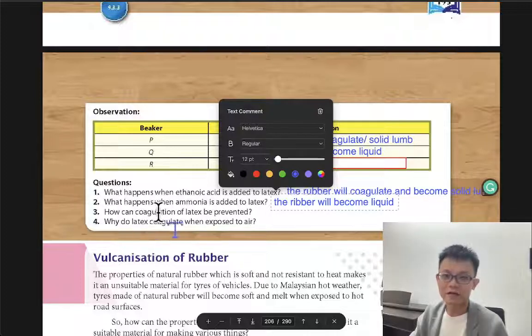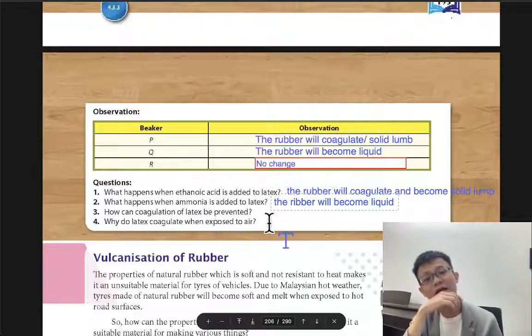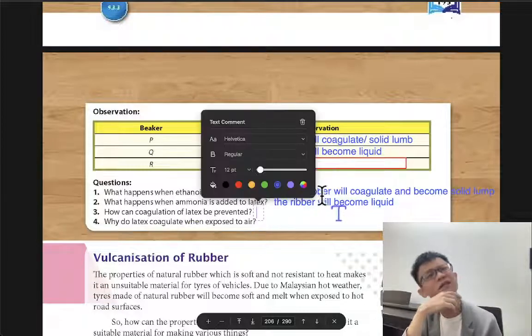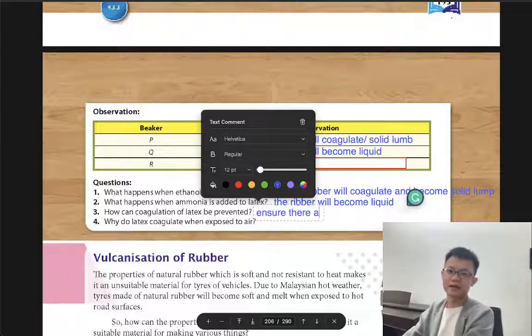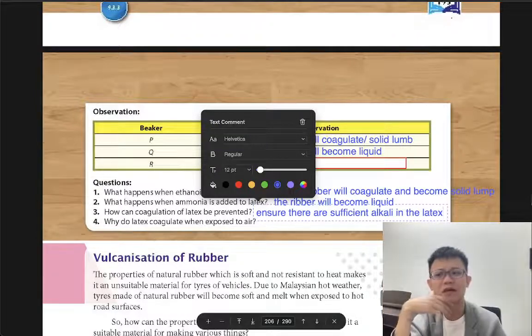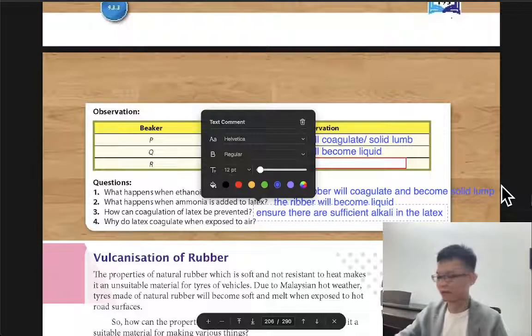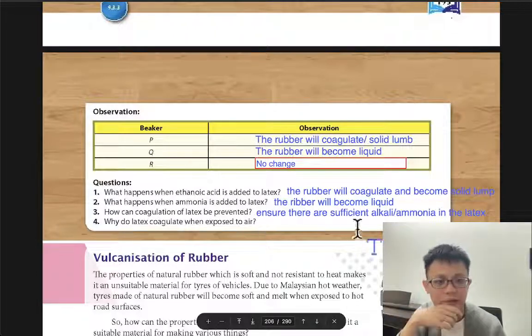How can coagulation of latex be prevented? You don't want it to become solid. Just put more ammonia, okay? Ensure there is sufficient alkaline in the latex. I think it's like that. Coagulation means it becomes solid, so just make sure there is sufficient alkaline or ammonia. If I'm wrong, let me know in the comments.